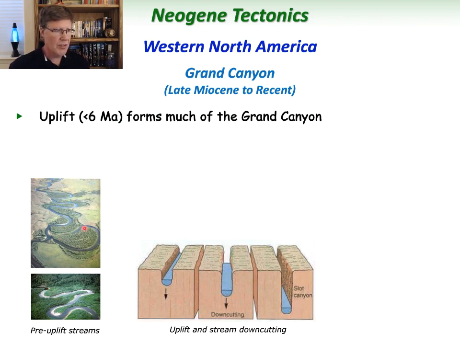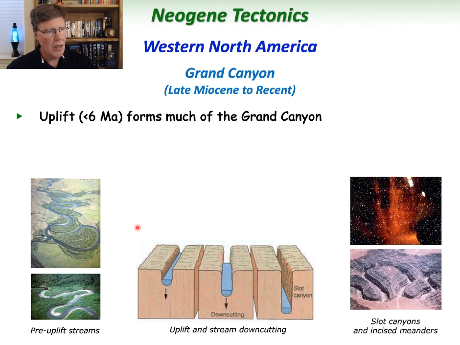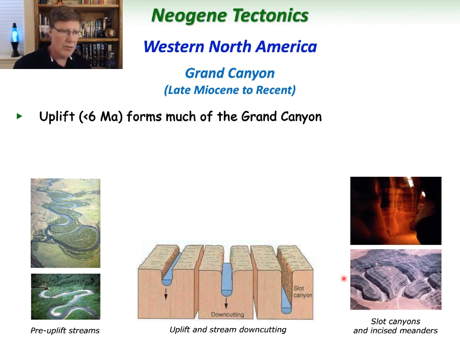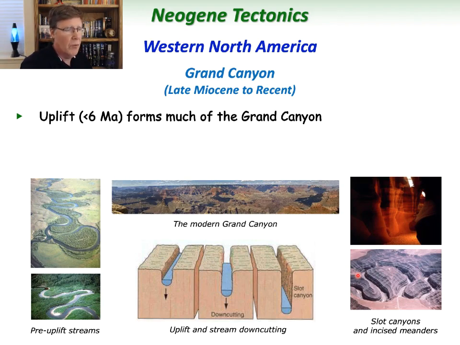And so we start to see not only slot canyons, but incised meanders. So old age stream patterns, but with very youthful stream canyon profiles. This is indicative of an old age stream landscape that has been rejuvenated and uplifted so that the streams are cutting straight down. We think uplift happened about 6 million years ago, forming much of the modern day Grand Canyon.